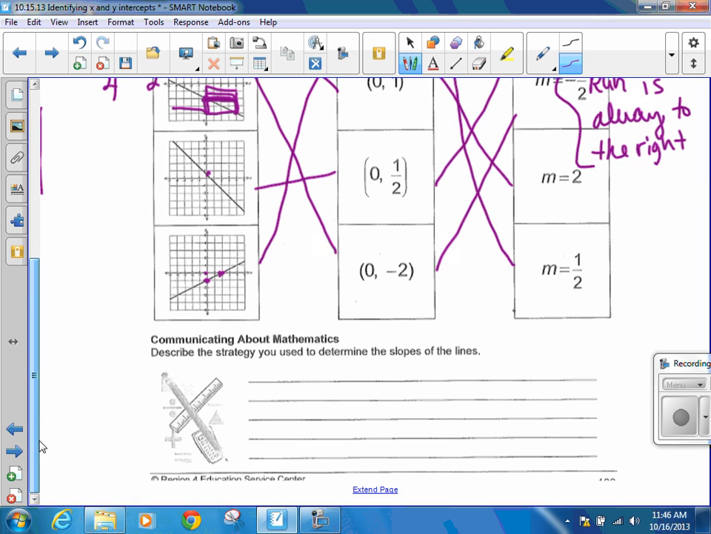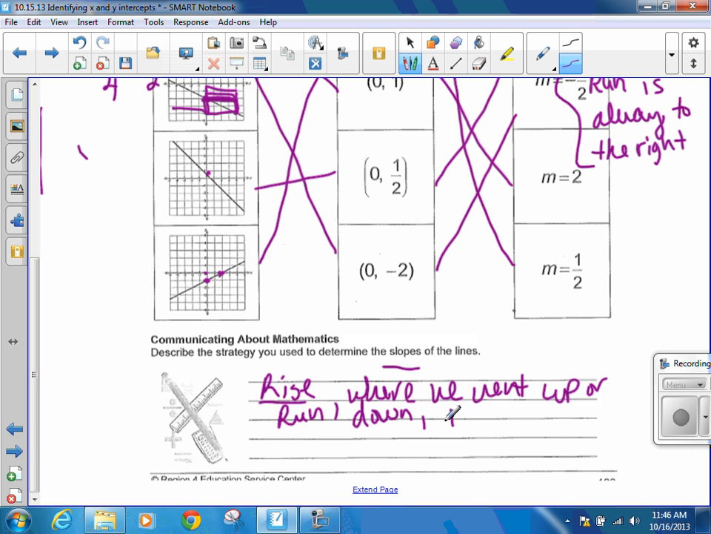At the bottom of the page, we need to describe our process. So to get our slope, we did our rise over run, where we went up or down, then right. Okay? That's how we're finding our slope. Flip your papers over.